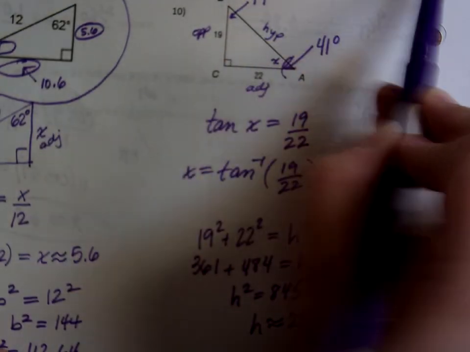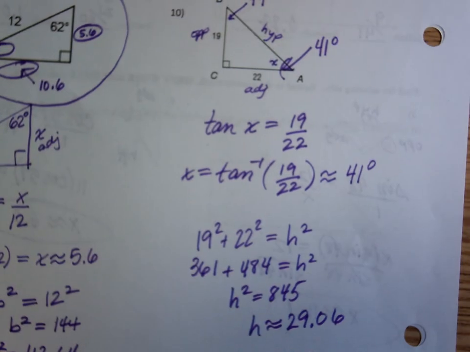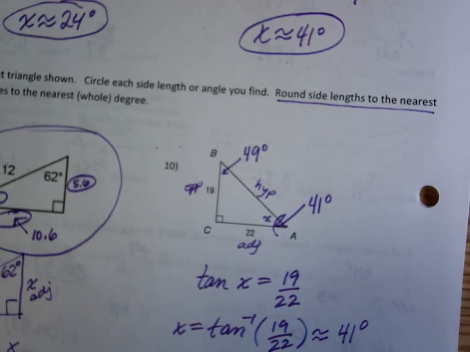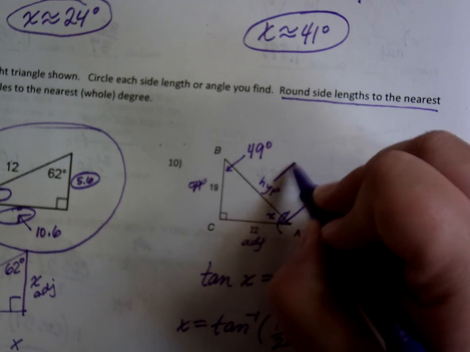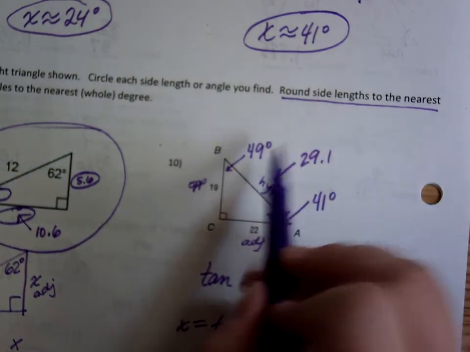Okay, it specifically said round side lengths to the nearest tenth. So 29.06, back up here, what I just underlined, is going to be 29.1. So here are my 3 answers for this one.